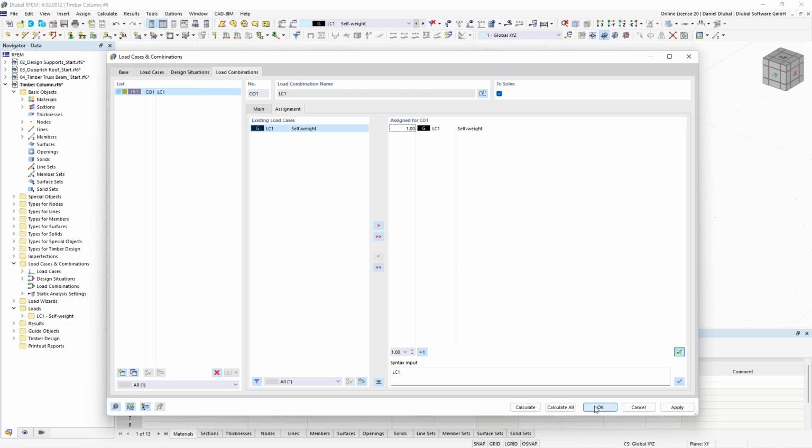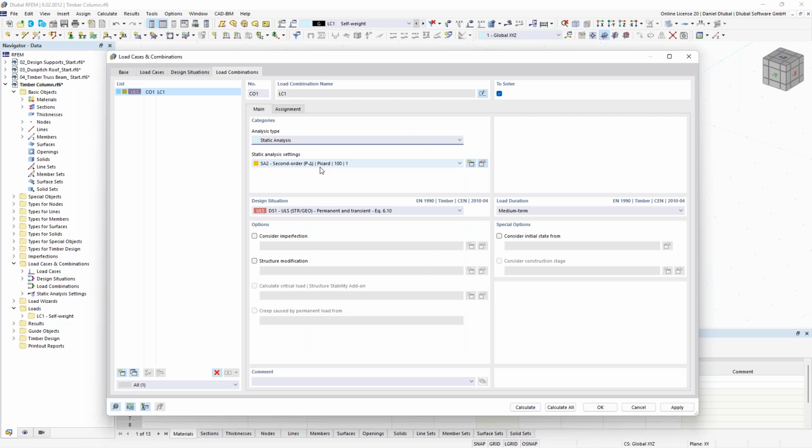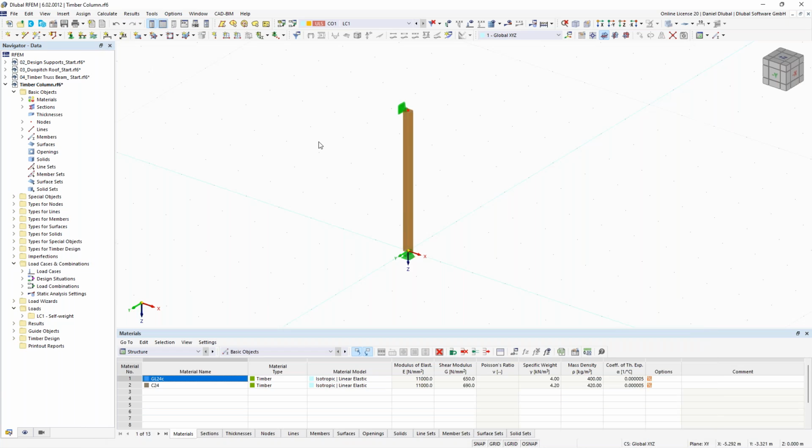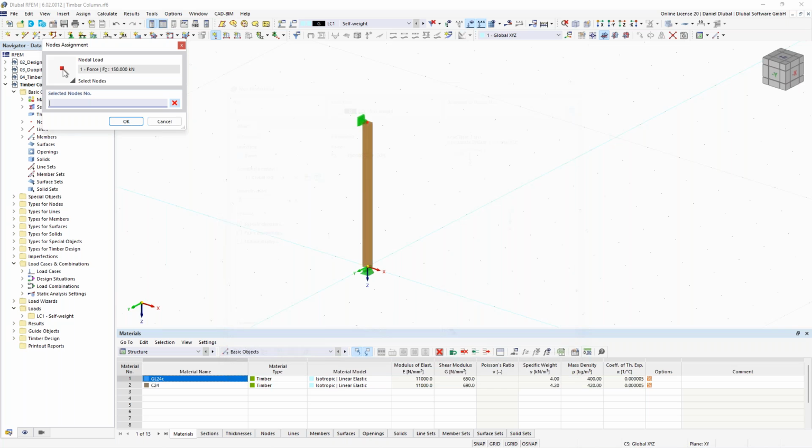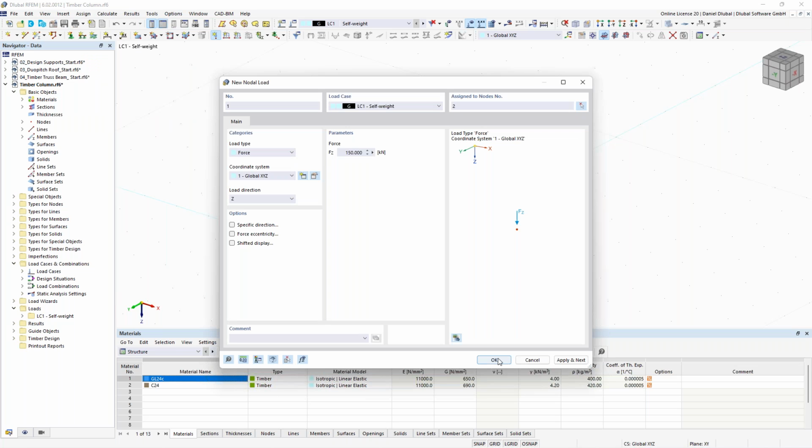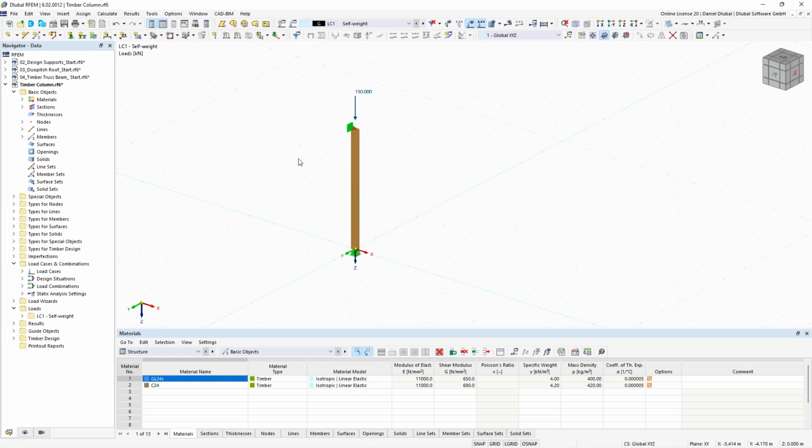This was everything. We can leave it like that, because it does not make so much sense. So now we apply the load. We click here on new node load for self-weight. And here we enter the design load of 150 kilonewton. I choose this upper node. And now we have it here.